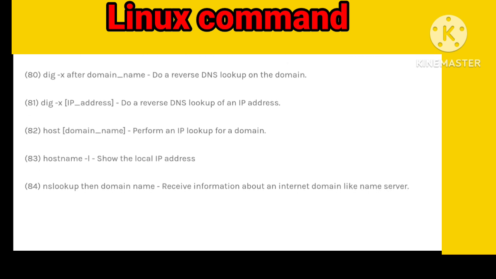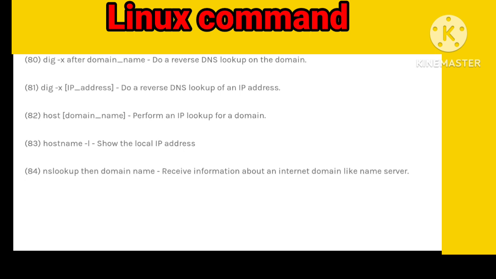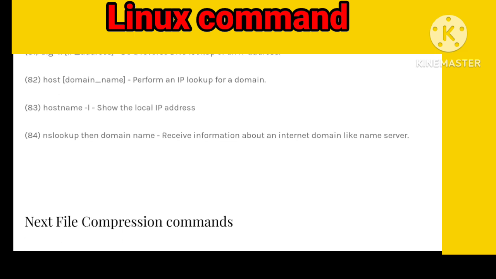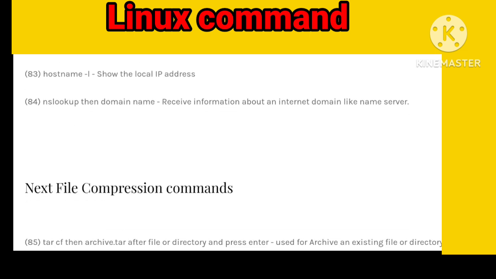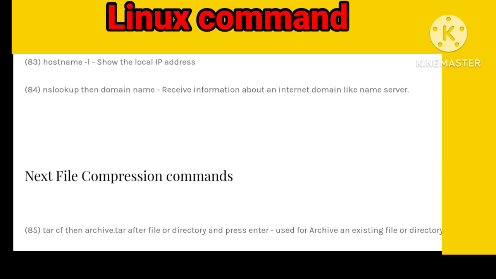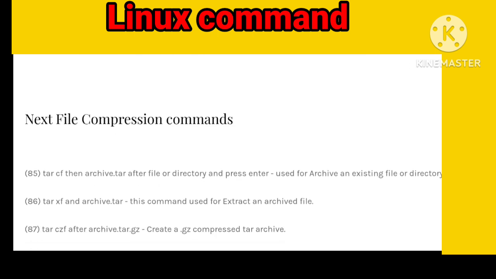Next is host. This command is for performing an IP lookup for a domain. Host name -l. This command is used for showing the local IP address. The next is nslookup. That means name server lookup. This command is used for receiving information about the internet domain, like the name server. Now the next commands are related to file compression.